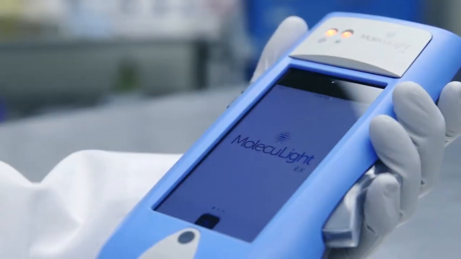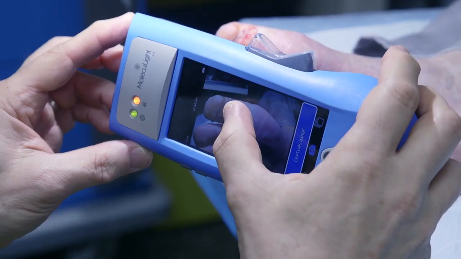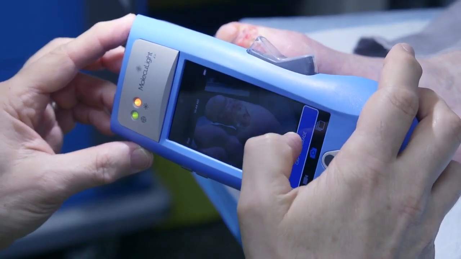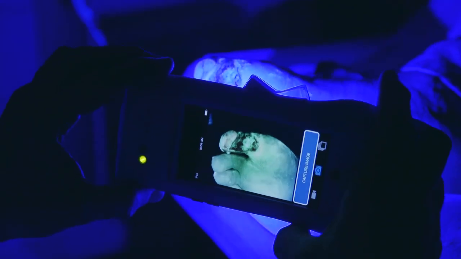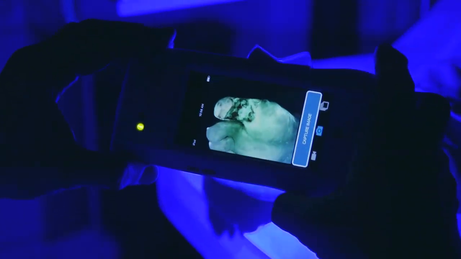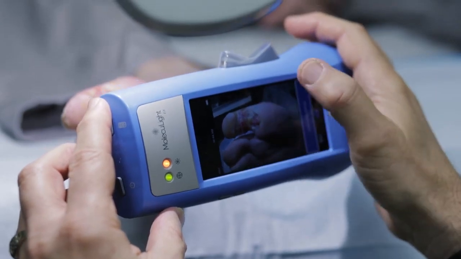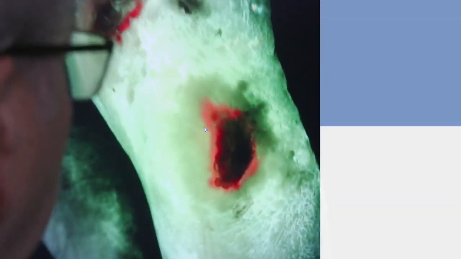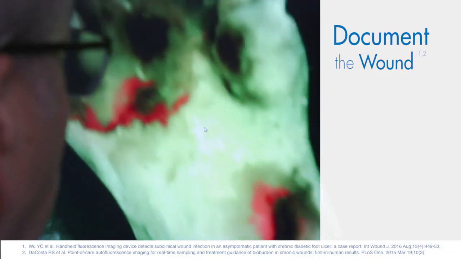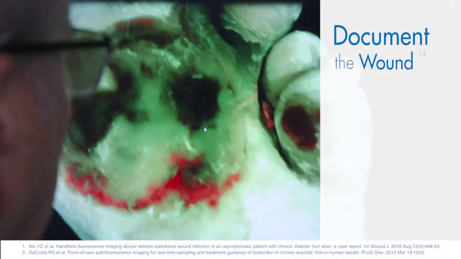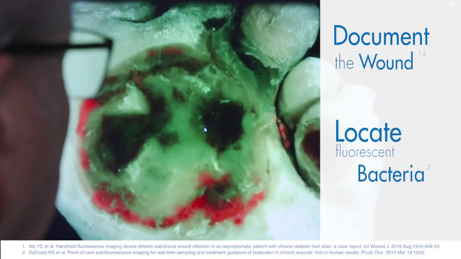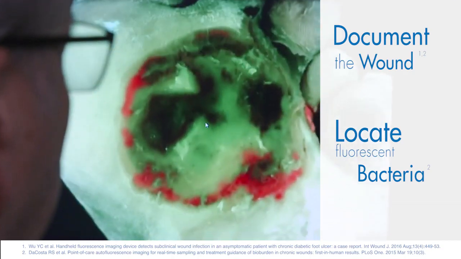It's a very simple camera that you can take a picture and document the wound, and then you turn off the lights in the room, turn on the fluorescence, and you can see right away where there's fluorescence coming off that wound. The major benefits of the MolecuLight camera is that first it photographs the wound, so you have documentation of the wound. Secondly, you identify the bacteria, you identify where the bacteria is, and you start treatment early.